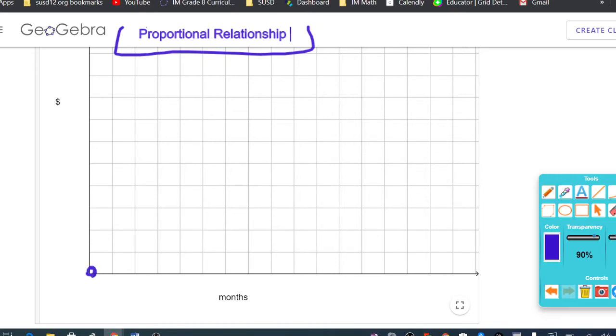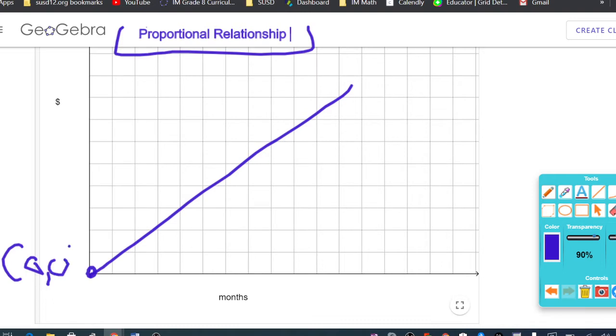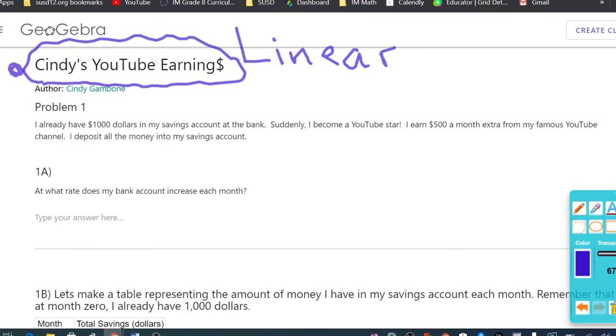Proportional relationships on a graph start at the point 0, 0. When x equals 0, y equals 0. An example was if you earned $1,000 a month, but you had not worked any months yet. So at month 0, you had earned $0. Now, let me show you a different kind of linear relationship in this problem.